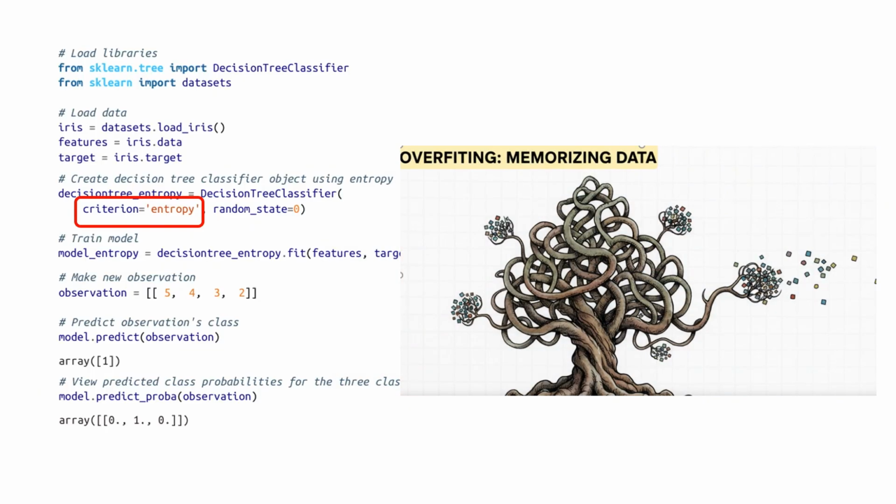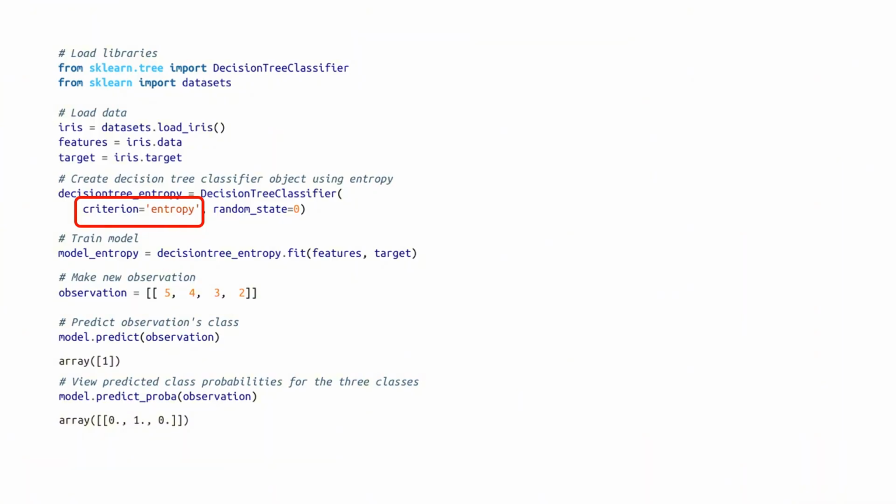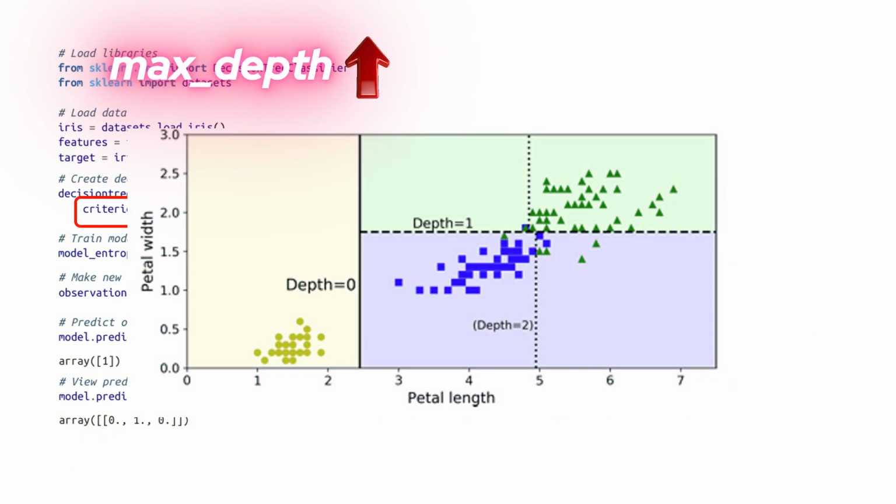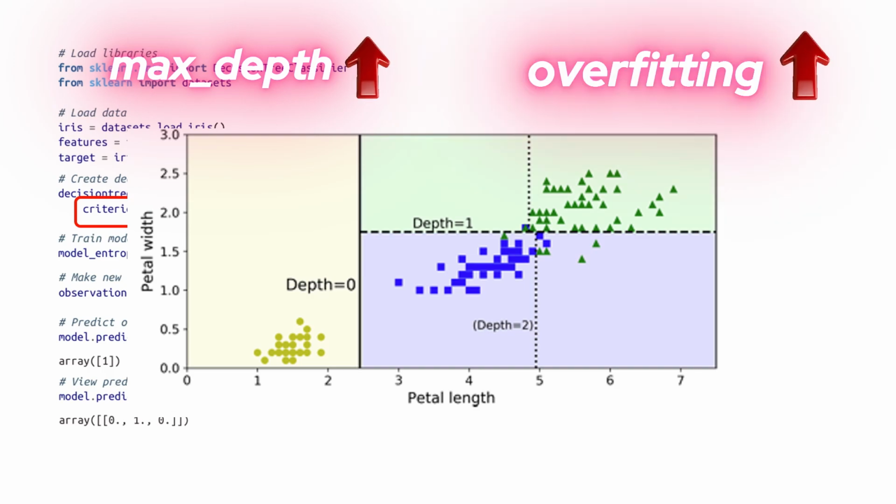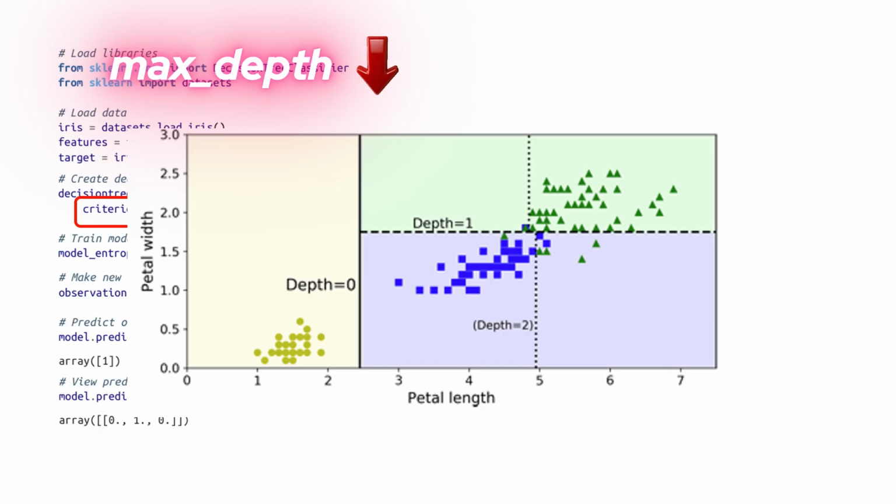We know that a decision tree is an algorithm that can easily overfit the training data. So when defining the model in Scikit-Learn, we need to tune some parameters to help prevent overfitting. One of the most important ones is max depth. As shown in the figure, the larger the max depth, the deeper the tree can grow, the more nodes it can create, and the higher the risk of overfitting. On the other hand, if we set it too small, the model may underfit.